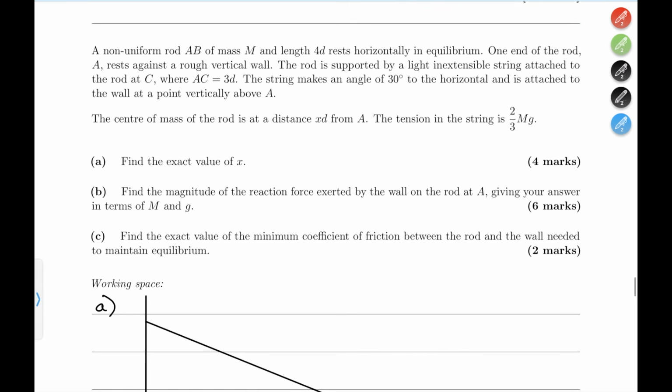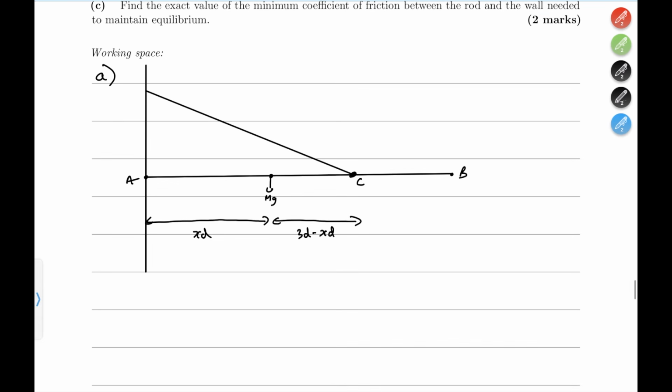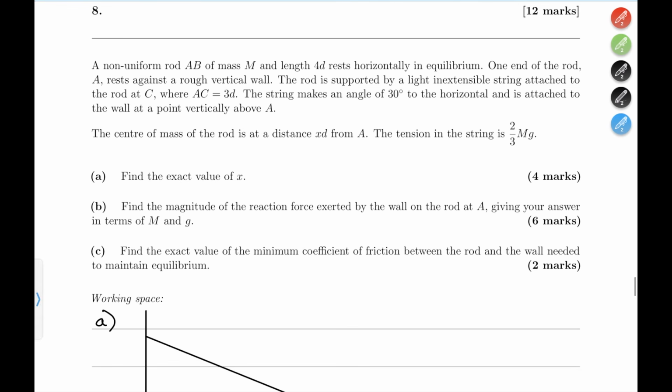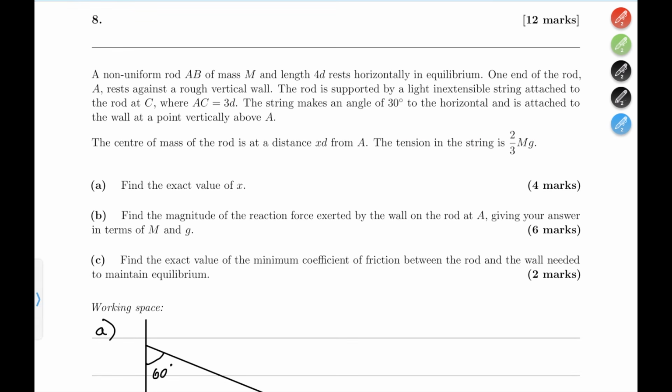So point C, and AC is equal to 3d. Let's say that we don't know exactly where it is, but let's say this is where the center of mass is. mg, we're going to say that this is xd, and we'll say therefore that this is 3d minus xd, because it has to add to 3d because AC is 3d, and therefore this distance here is just d, because the whole thing adds to 4d. And we know that this angle here is 60, so I know that it gives 30, but I don't want to label it too close to the diagram. I'm going to keep it a bit clear on the rod.